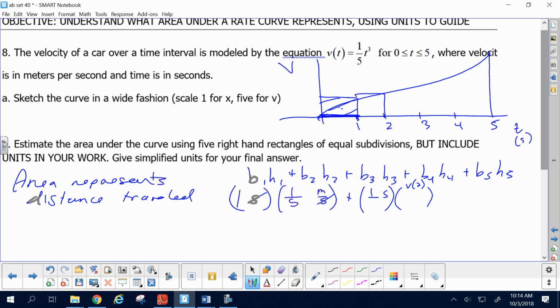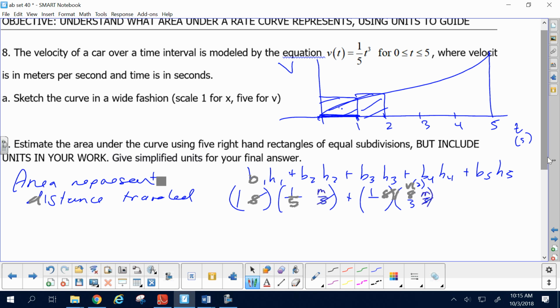Velocity at 2 is 8/5 meters per second. So when I do that second rectangle here, that's not just some worthless rectangle. That represents or is estimating how far he went, or she went, and the car went. In the second, it went about 1 1/5 meters. The total then of all these is a representation of how far the car went over 5 seconds.